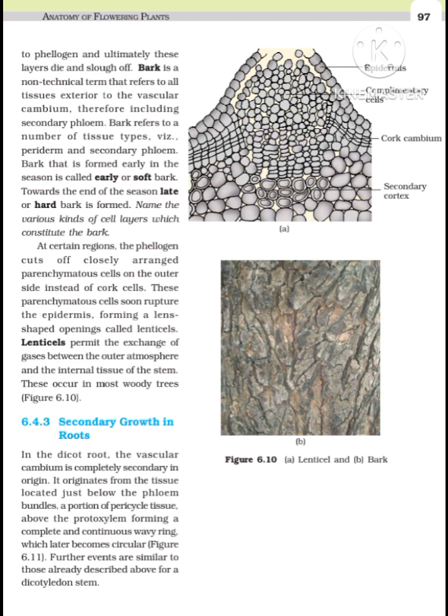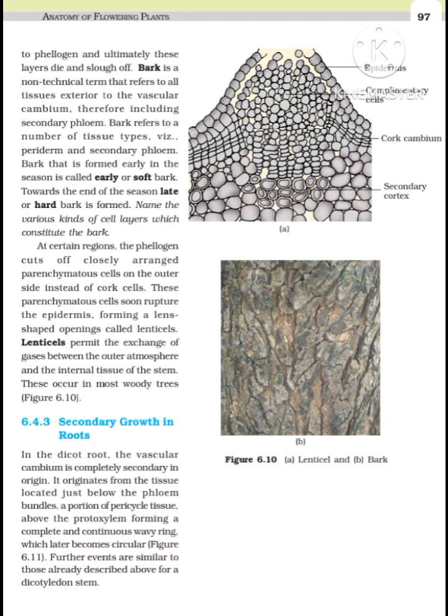6.4.3 Secondary growth in roots. In the dicot root, the vascular cambium is completely secondary in origin. It originates from the tissue located just below the phloem bundles and a portion of pericycle tissue above the protoxylem, forming a complete and continuous wavy ring, which later becomes circular. Further events are similar to those already described above for a dicotyledon stem.